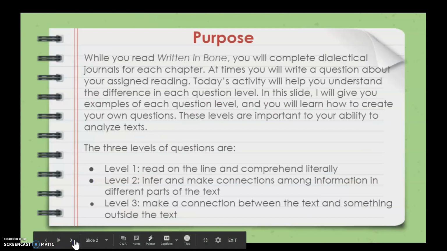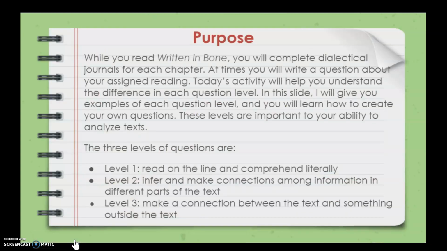While you're reading Written in Bone, you're going to complete what's called a dialectical journal for each chapter. At times, you're going to write a question about your assigned reading, and today's activity is going to help you understand the difference in each question level. In this slide, I'm going to give you examples of each question level, and you'll learn how to create your own questions. These levels are important to your ability to analyze or understand the text.